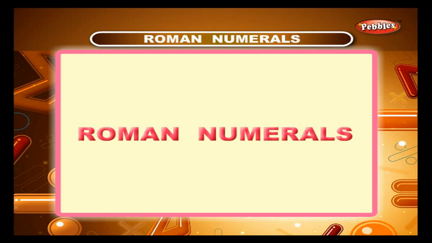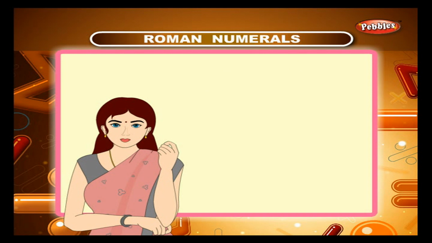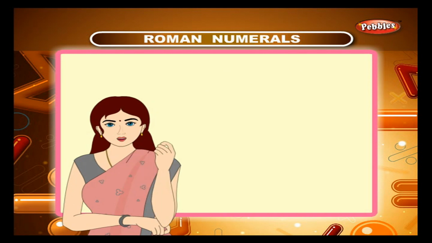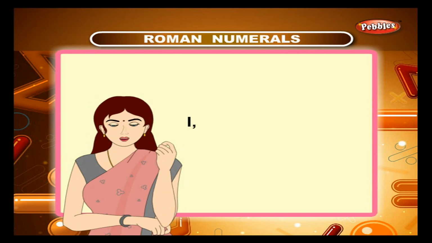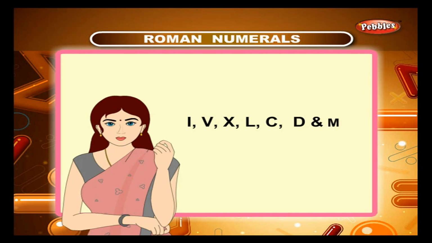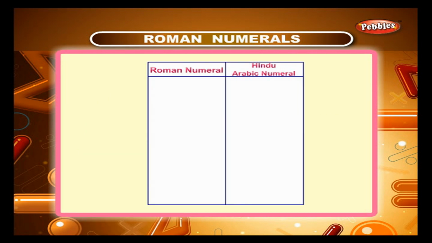Chapter 1: Roman Numerals. In our previous class, we have already studied that the Romans use 7 symbols, that is I, V, X, L, C, D and M to write any number. Look at this table. Here we have compared the Roman numerals with the symbols used in the Hindu Arabic system, where symbol I used by the Romans is equal to number 1 in the Hindu Arabic numerals.